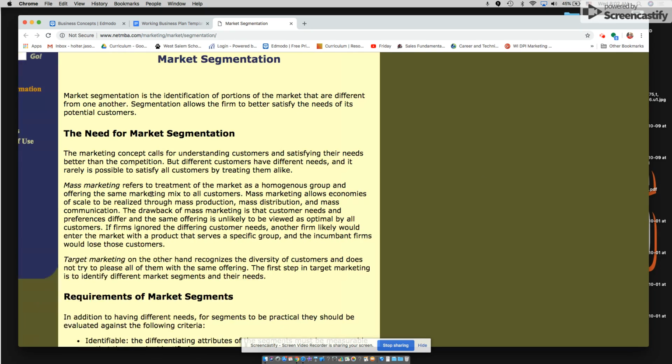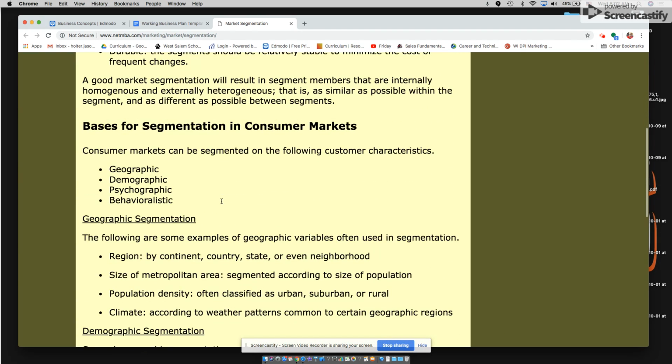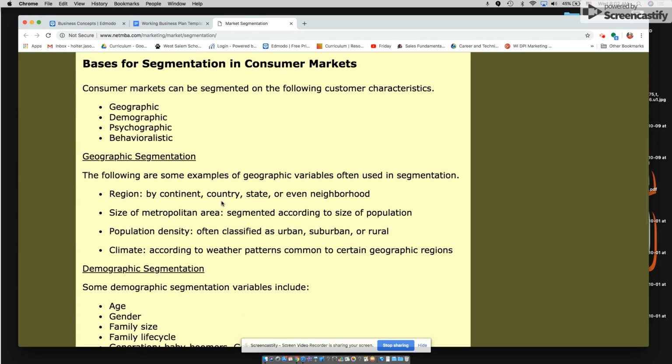So when we open this up, it talks about the need for market segmentation, but then it goes right down to exactly what you guys need. So geographic segmentation. Region by continent, country, state, even neighborhood, size of the metropolitan area, population density, climate. Those are all things that have to do with where somebody lives geographically.